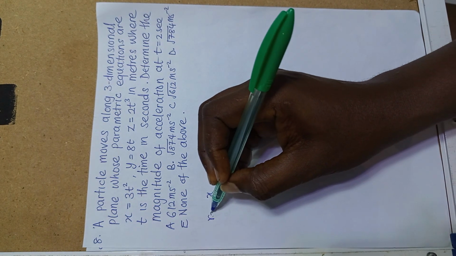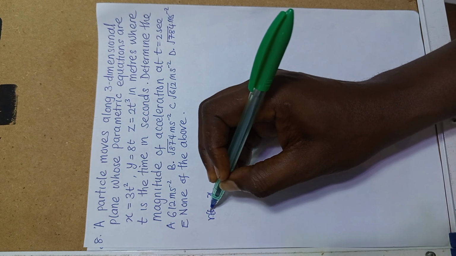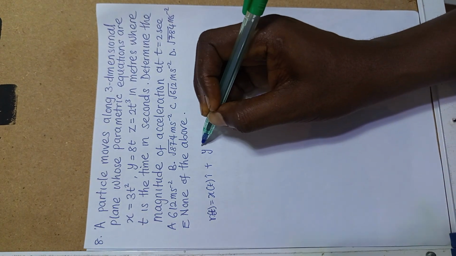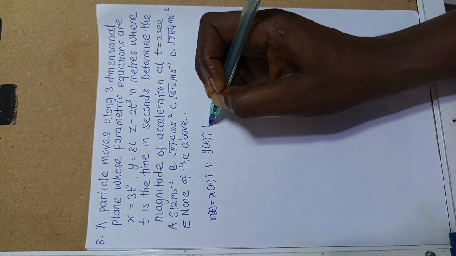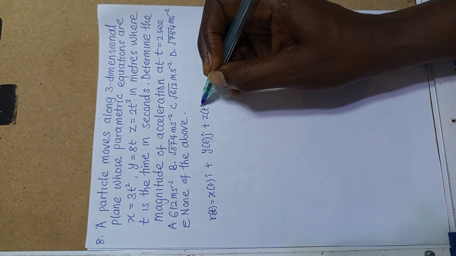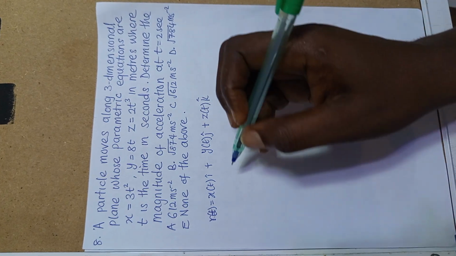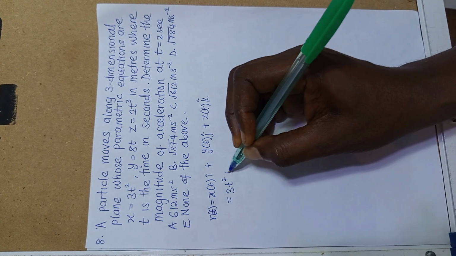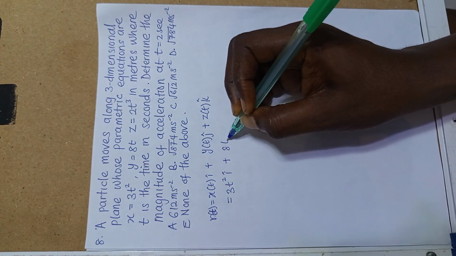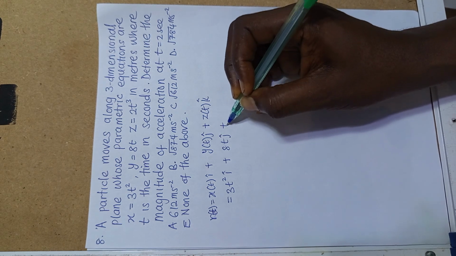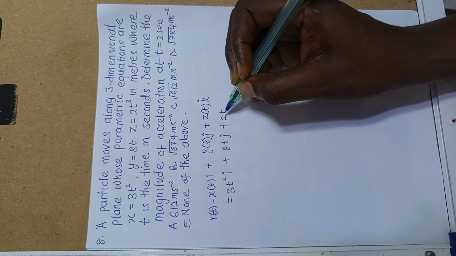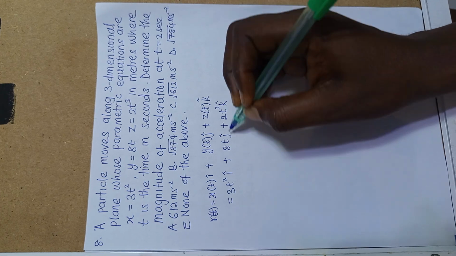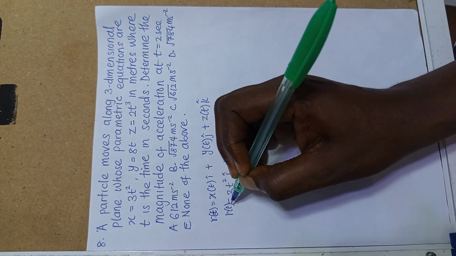Let's first of all write the position vector as a function of t: x(t)i + y(t)j + z(t)k. So that is 3t² i + 8t j + 2t³ k, which is r(t).